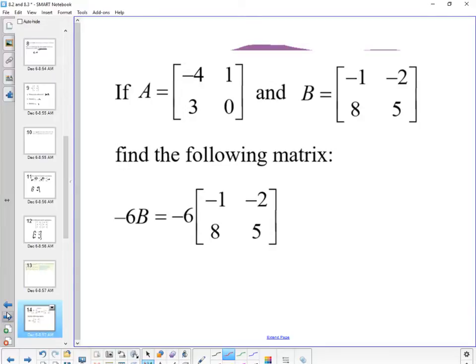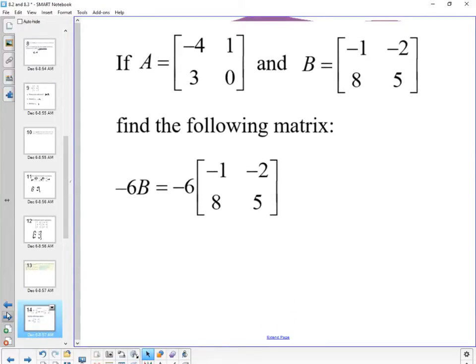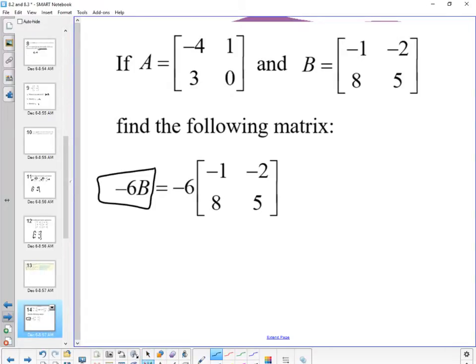Look here. They gave us two matrices, matrix A and matrix B. And this was the problem they asked us to do. They asked us to find negative 6B, which is negative 6 times matrix B. This is called scalar multiplication. You're multiplying it by some scale. In this case, we're making the entire thing 6 times bigger.